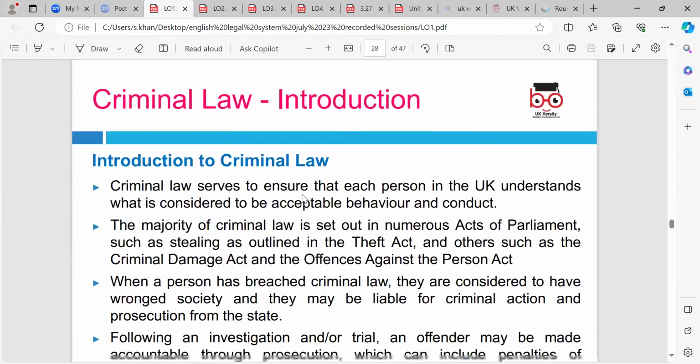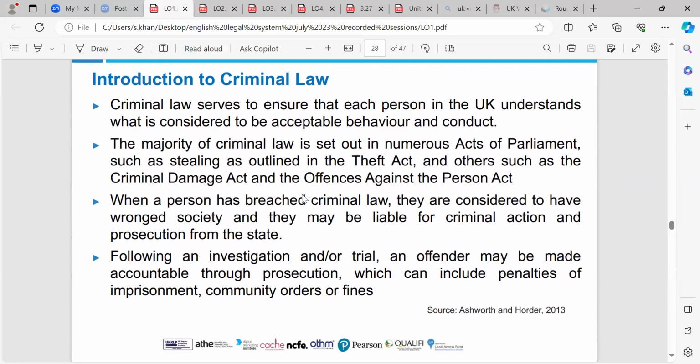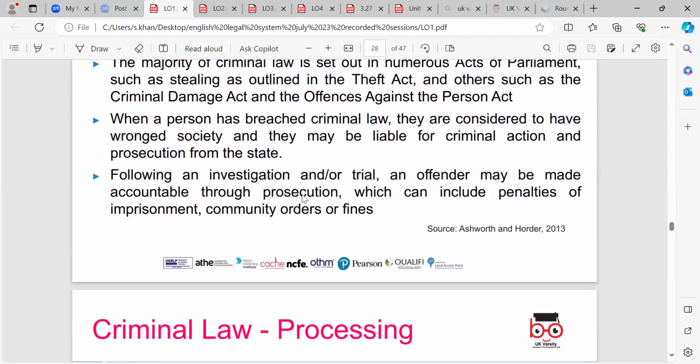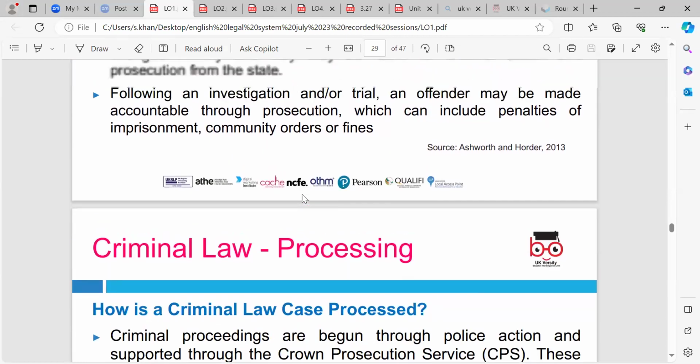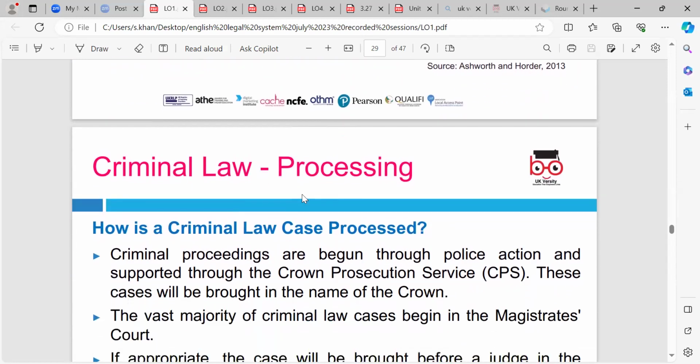Then we went on to look at criminal cases, and that is there to ensure that UK individuals are abiding by acceptable behaviour and the law. And if breached, it's a criminal offence and it's prosecution. So it could either be a custodial sentence, it could be a community order, penalties, any sort of imprisonment.